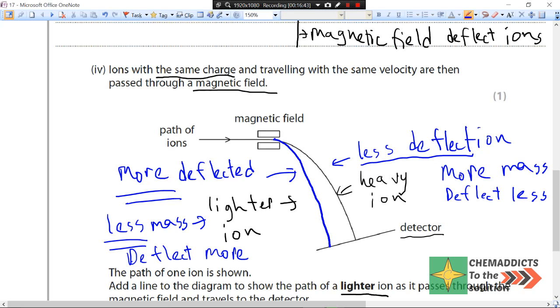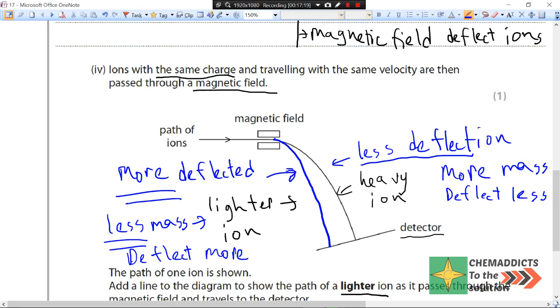Okay, so in here there is one thing: lines must not originate from the magnet. This line of deflection that we have drawn here must not originate from the magnet. It shouldn't come from the magnet. It should come from this straight line, this path of ions, not from the magnets.